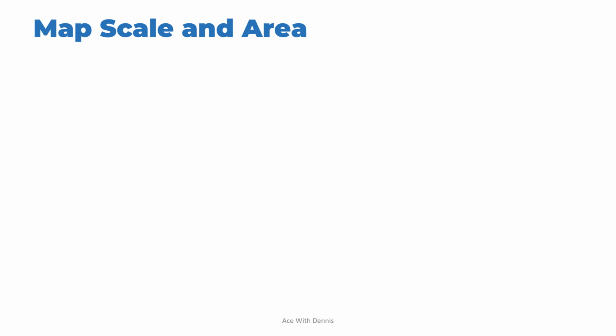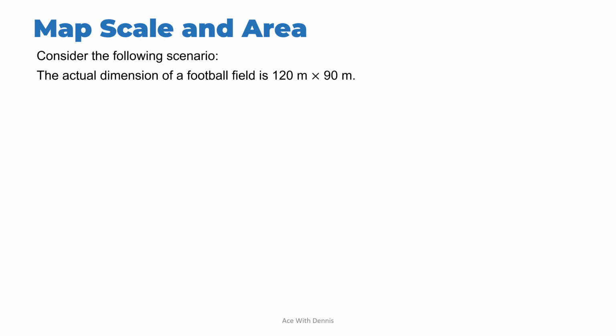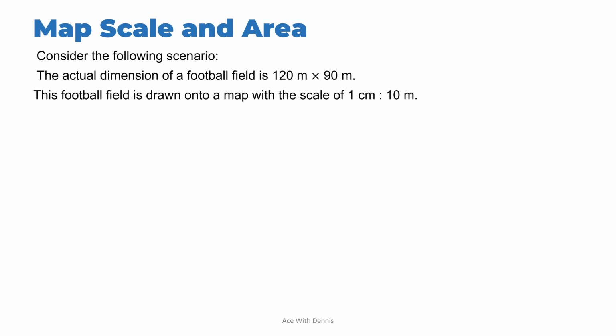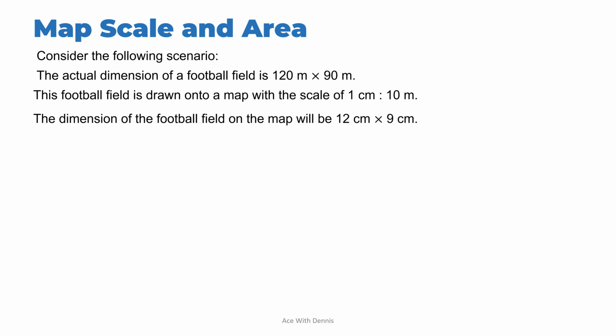Map scale and area. Consider the following scenario. The actual dimension of a football field is 120 meters times 90 meters. The football field is drawn onto a map with the scale of 1 centimeter to 10 meters. Hence, the dimension of the football field on the map will be 12 centimeters times 9 centimeters.